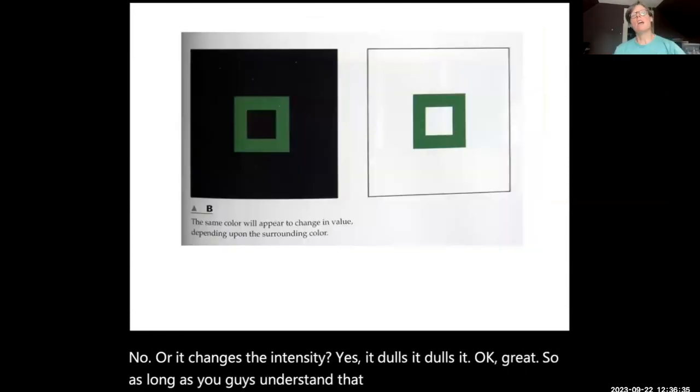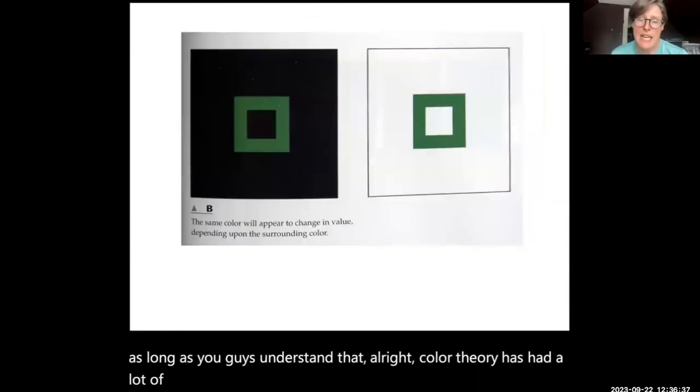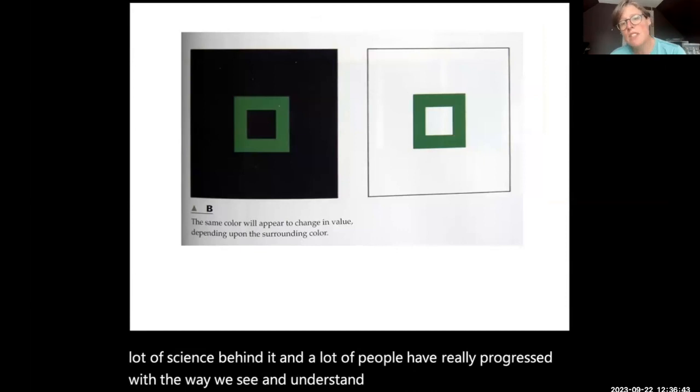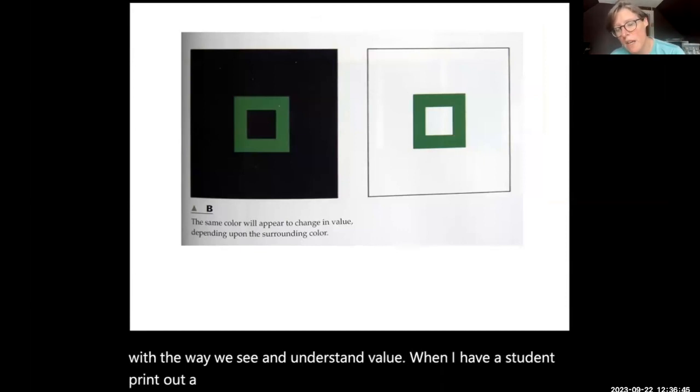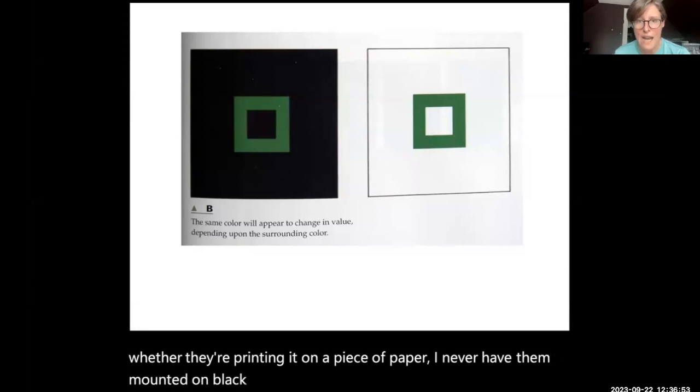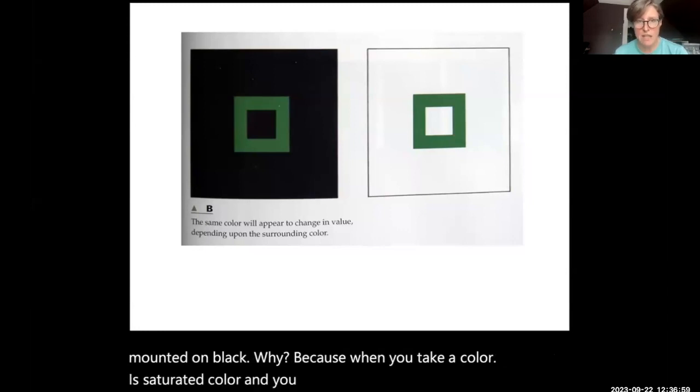All right. Color theory has had a lot of science behind it. And a lot of people have really progressed with the way we see and understand value. When I have a student print out a work of art, whether they're mounting it, matting it, whether they're printing it on a piece of paper, I never have them mounted on black. Why? Because when you take a color, a saturated color, and you put it on a field of black, it dulls the color perceptually.